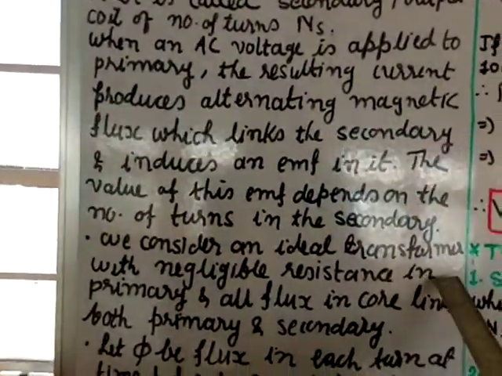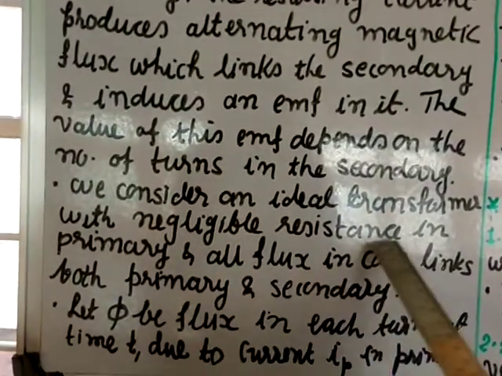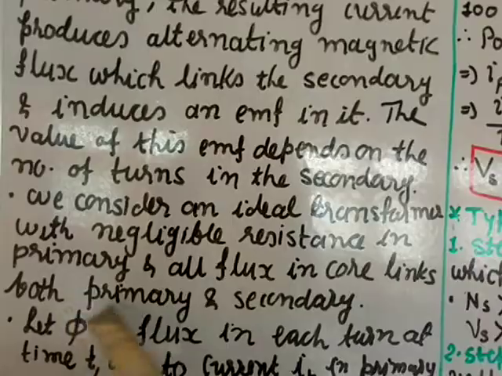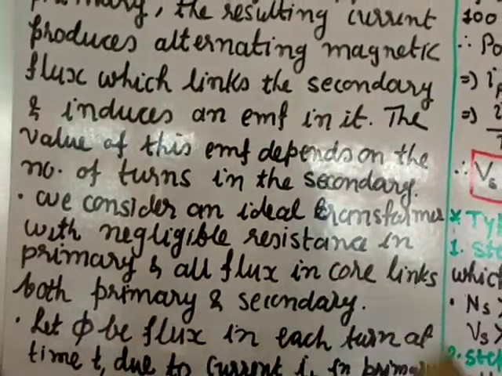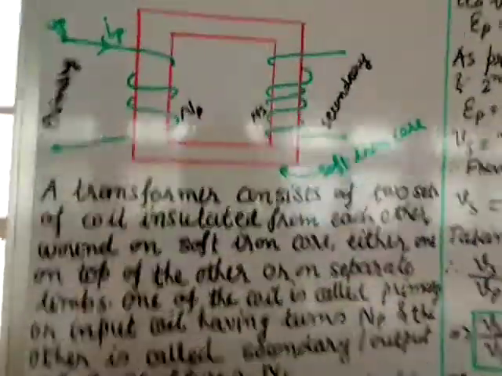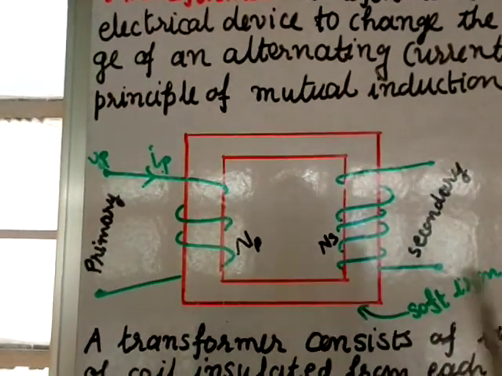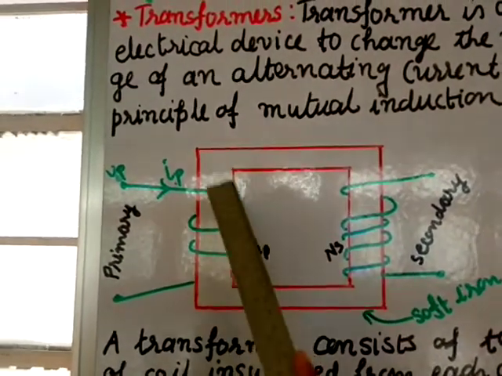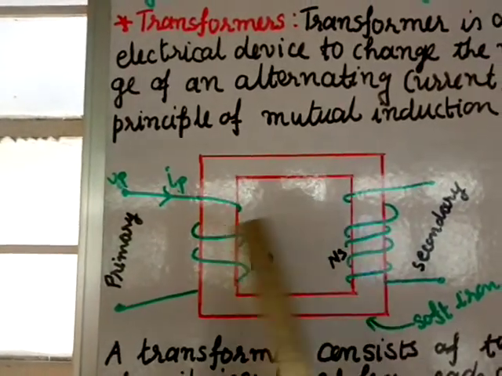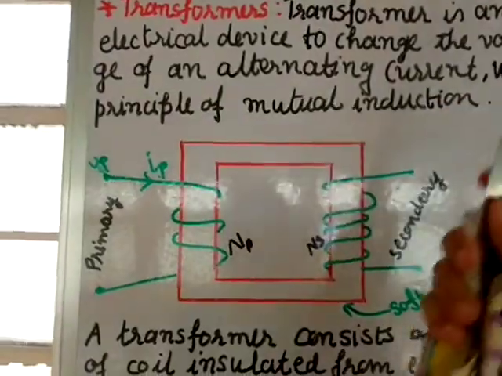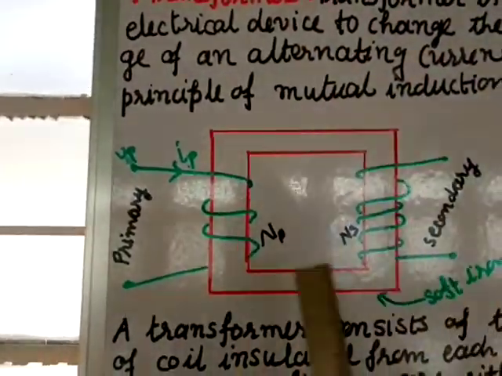We consider an ideal transformer with negligible resistance in primary, and all the flux in core links both primary and secondary coil. So what we are assuming here is that this transformer is ideal. That means there is no resistance, or resistance is negligible, and whatever flux is produced here will link both the coils. It will not be lost, but it will be linked totally to both the coils.